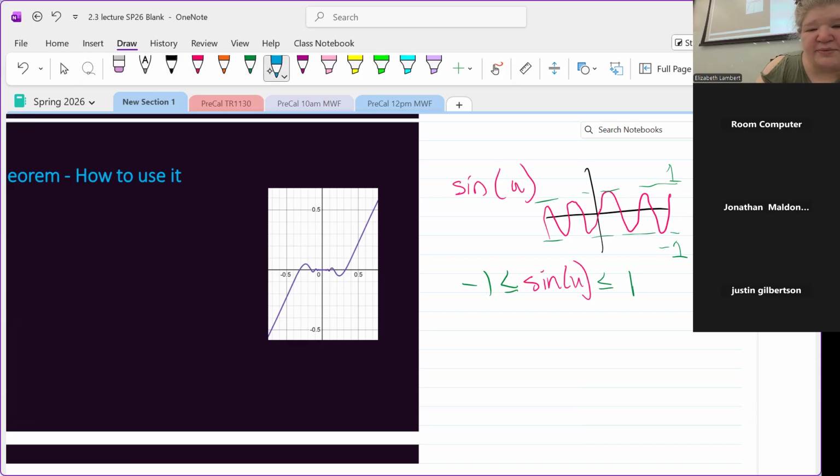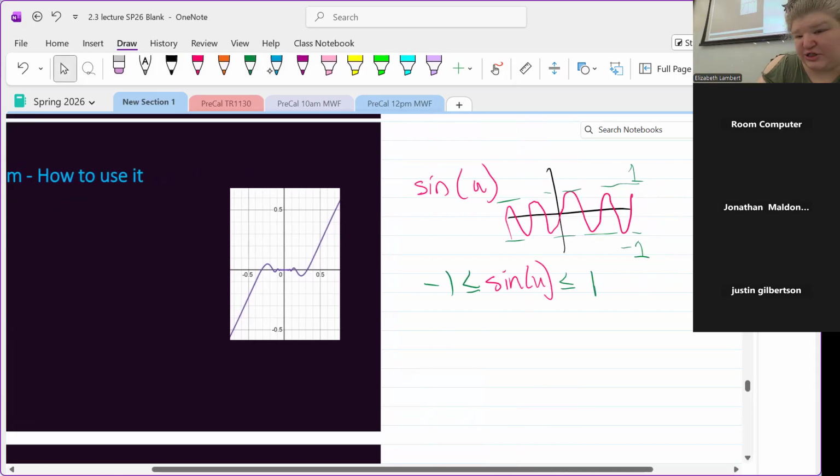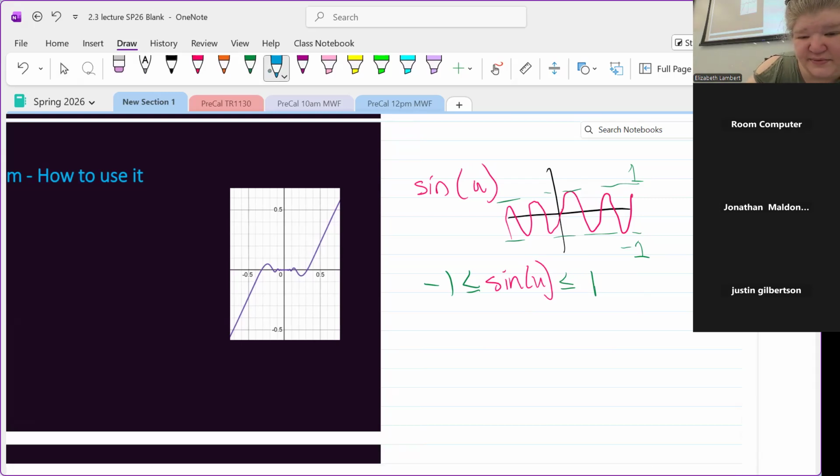Now, when I'm looking at the formula I have here, x squared sine of 1 over x, I'm just going to take this inequality and multiply everything by x squared. So I end up with -1 x squared has to be less than or equal to x squared sine of ugly, which has to be less than or equal to +1 x squared. Now the ugly I wrote in here, I'm going to change it out for what we had in the graph, which was the very stupid 1 over x.